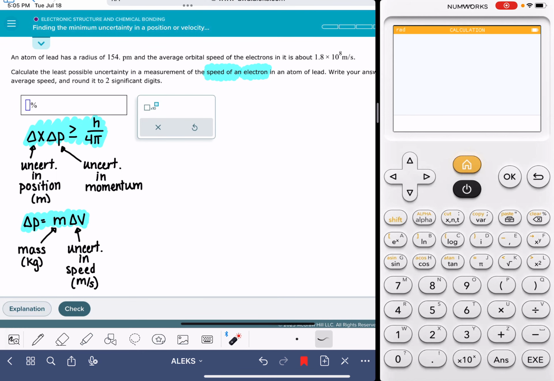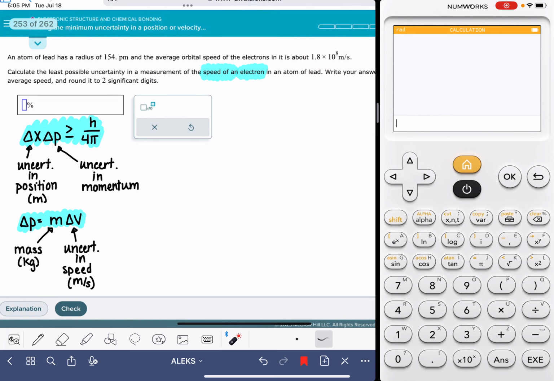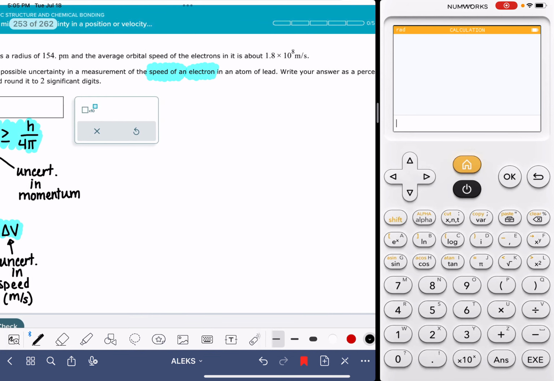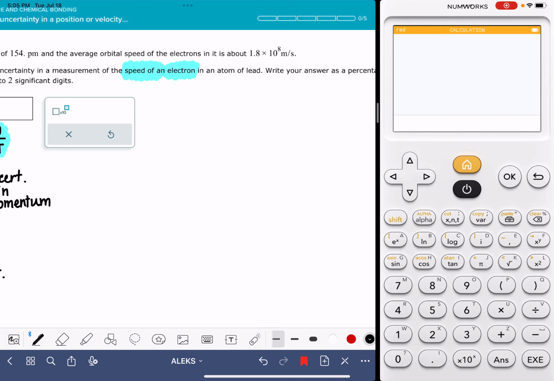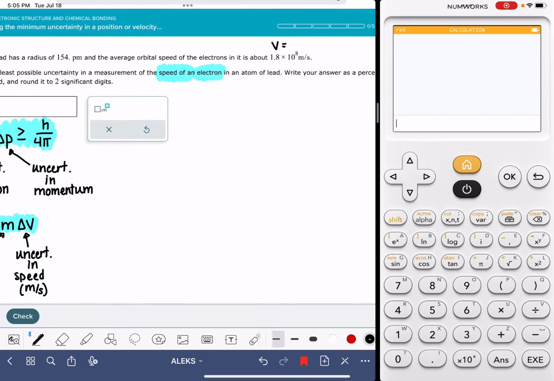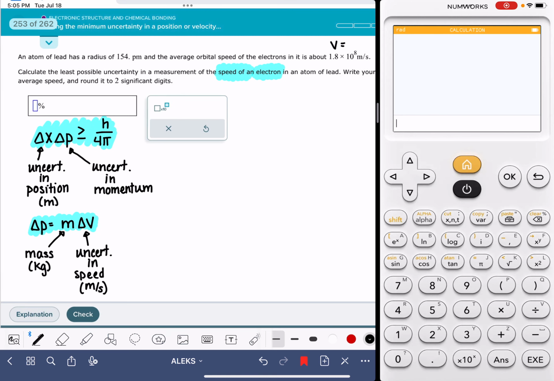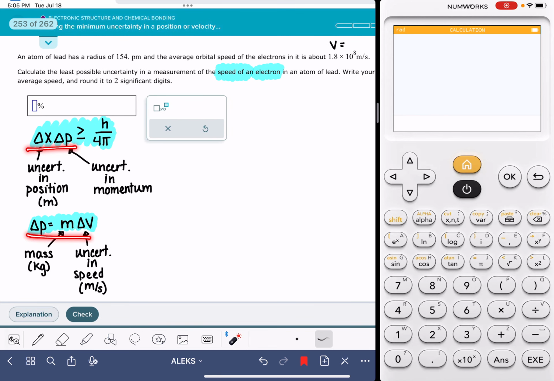Okay, so I have been given this 1.8 times 10 to the 8th meters per second. That is the actual velocity of this particular electron. So this is the velocity. It is not the uncertainty in the speed or uncertainty in the velocity. It's just the straight up velocity, 1.8 times 10 to the 8th. And notice that that doesn't belong in any of these equations at all, although it is a number that we have to use.